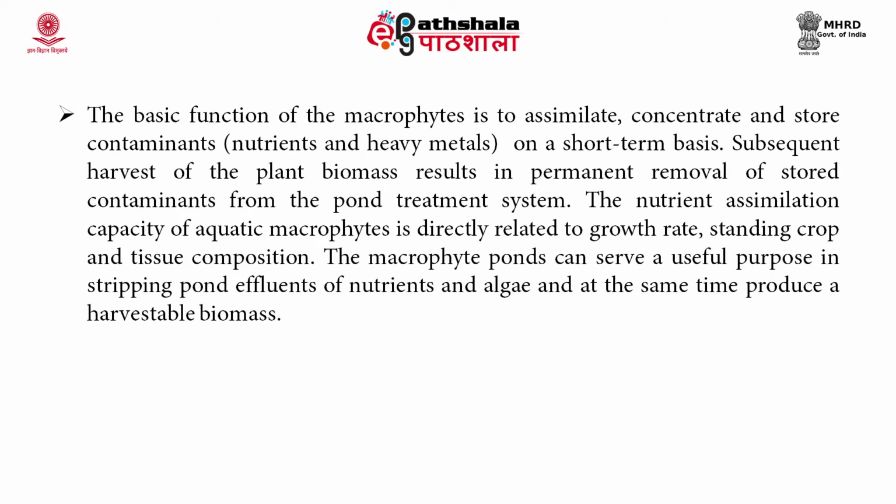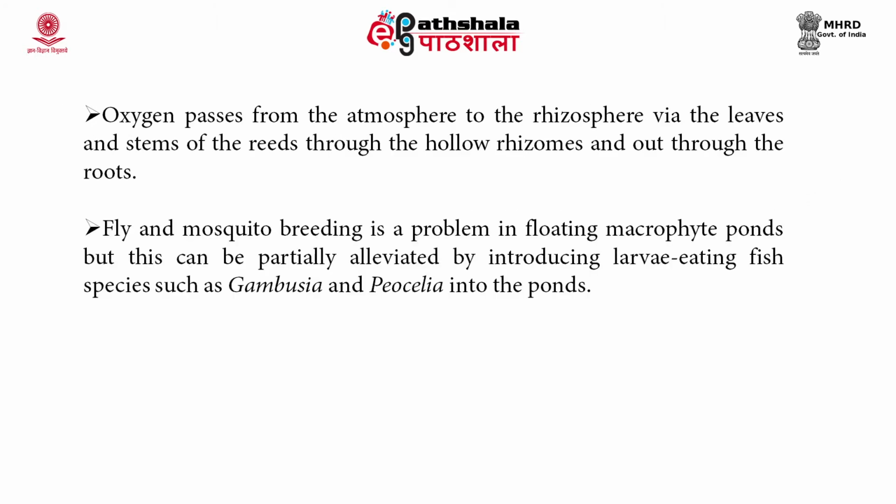Flies and mosquitoes are a big problem, breeding in the floating macrophyte pond, but this can be partially alleviated by introducing larva-eating fish species such as Gambusia and Poecilia into the ponds. These floating macrophytes, after harvesting, can be fed to the cattle.